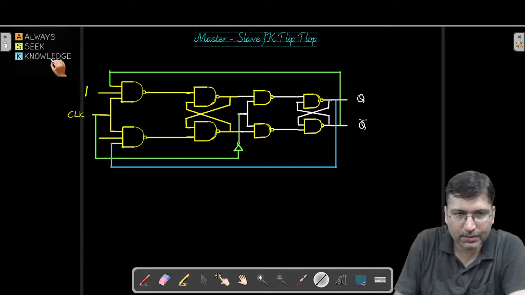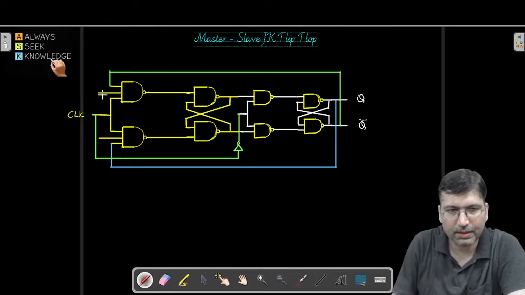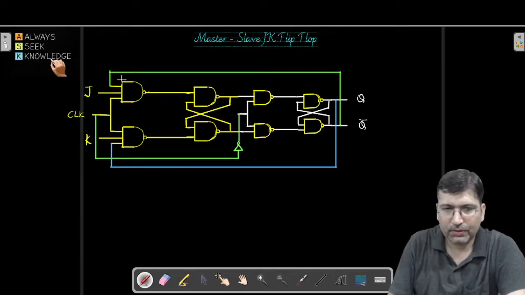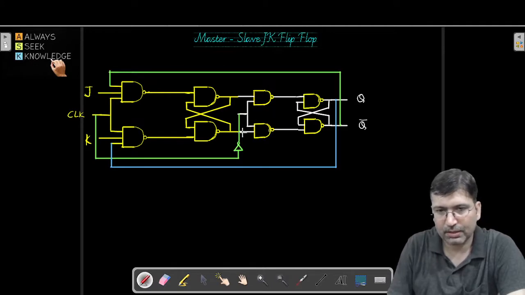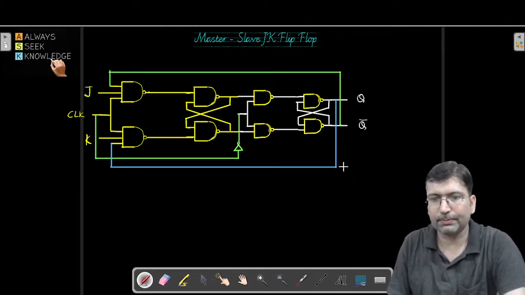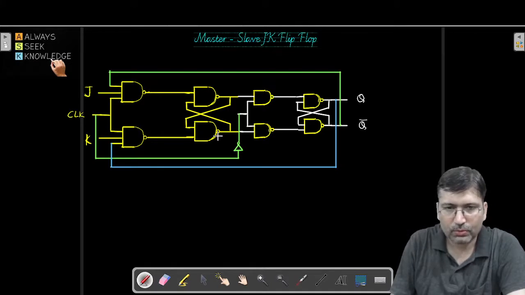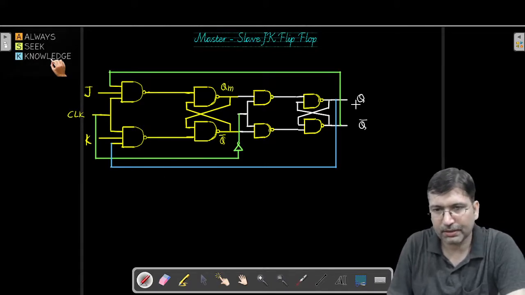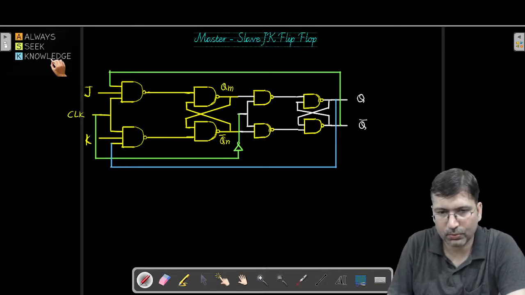So let's say this is J, and this is K. I hope you already know about this circuit. This is the K pin and that is the J pin. And this flip-flop which is here will act as the master, and the other flip-flop will act as the slave flip-flop. So here you will get a Q and Q bar in between, intermediate. Because this will act as a master, I may write it as QM, and this will represent QM bar. This is the final Q.